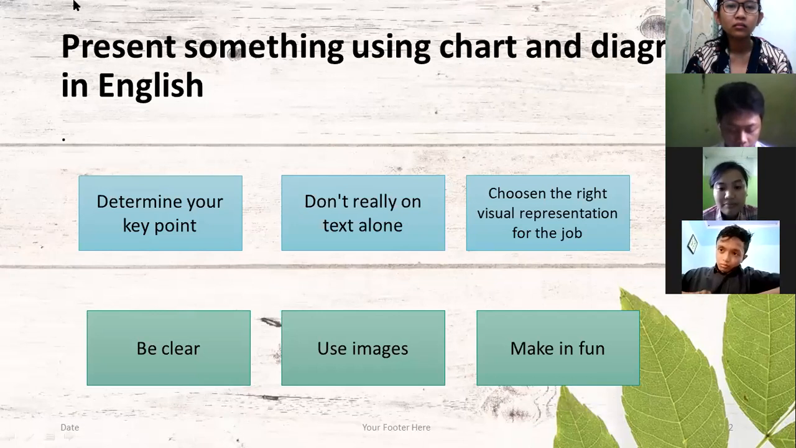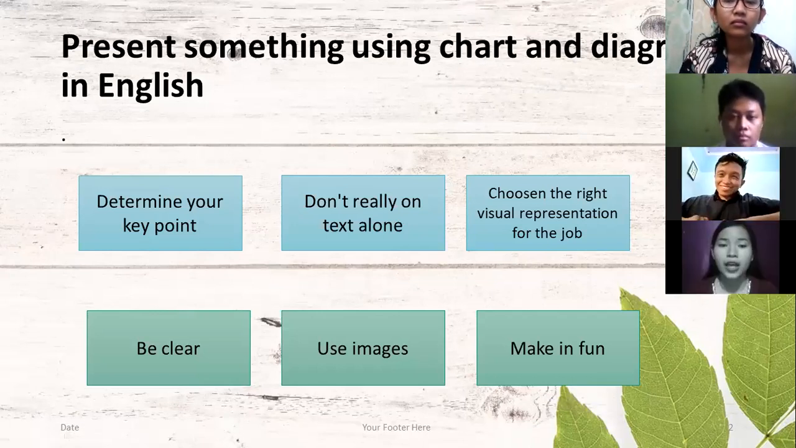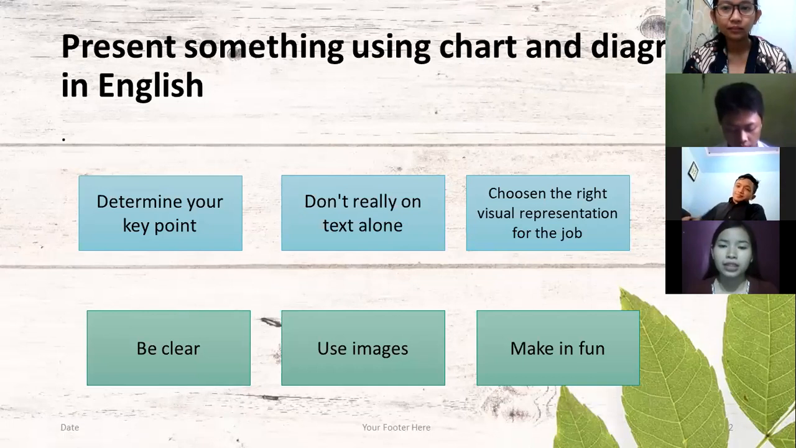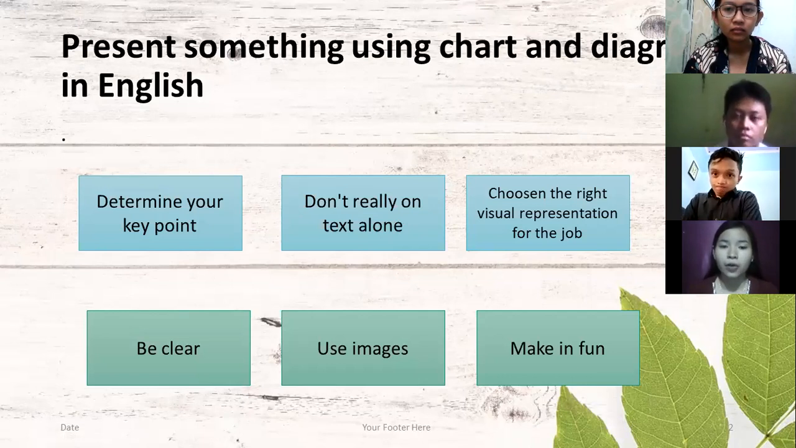Number 1. How to present something using charts and diagrams in English. To present something using a chart and diagrams has many steps. The first step is to determine your key point. If you have a bunch of raw data, you must turn this data into key points. These points will make it easier for you to lead your audience to some conclusion.